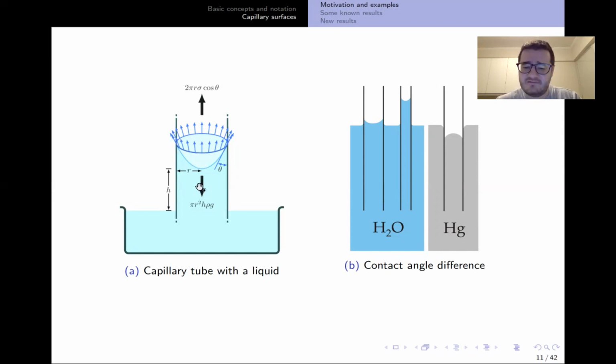It's an interesting property that the angles that water makes with the boundary of tubes and mercury makes with the boundary of the tube are different, of course, because they are different liquids, but not only different angles as in water they are acute angles, with mercury they are obtuse angles. So the material heavily influences the capillary angle with the boundary of the tube.